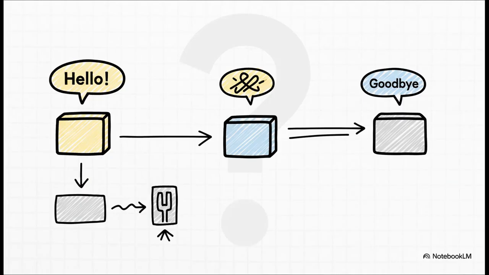Okay, so check this out. It's a super simple program. It prints hello, then it calls this mysterious function named fork, and then it prints goodbye. Now, common sense tells you it should print hello once and goodbye once, right? But when you actually run it, you get hello once and goodbye twice. How in the world is that even possible?